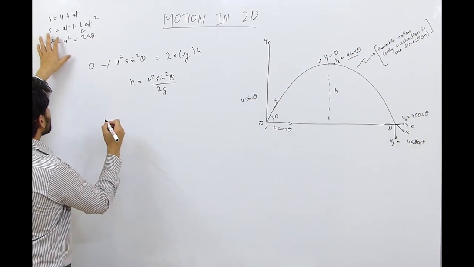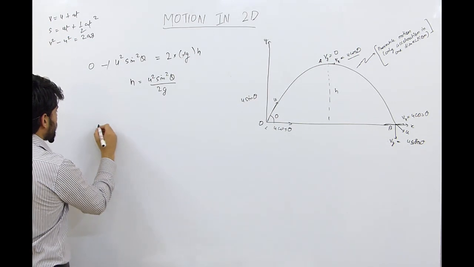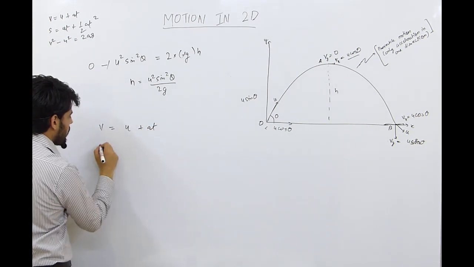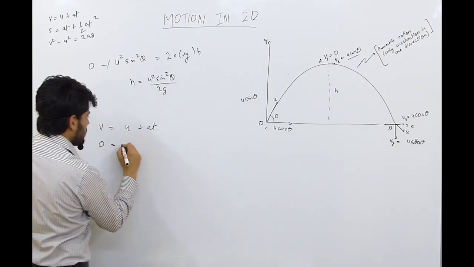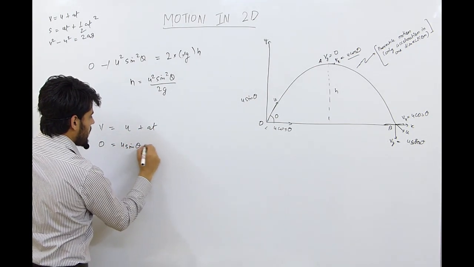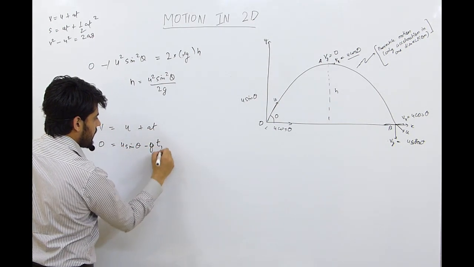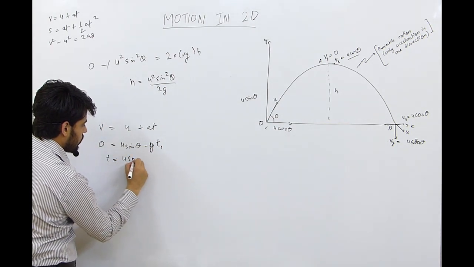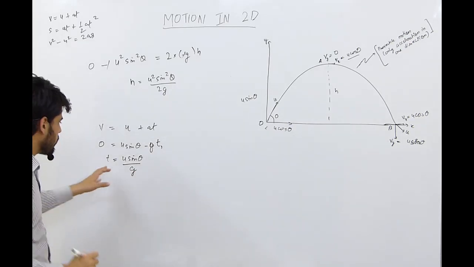So we can use this equation, V is equal to U plus AT. Final velocity is 0 at point A, and initial velocity at O is U sine theta, so it will be 0 equals U sine theta minus G into T, T1. The time comes out from here to be T is equal to U sine theta by G. It's very simple, T1.